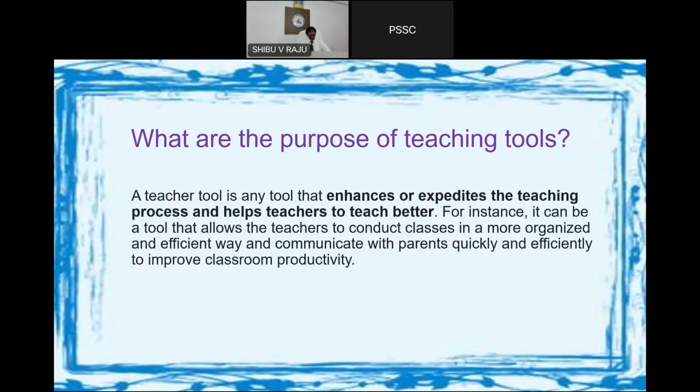A teacher tool is any tool that enhances or expedites the teaching process and helps teachers to teach better. For instance, it can be a tool that allows teachers to conduct classes in a more organized and efficient way and communicate with parents quickly and efficiently to improve classroom productivity.